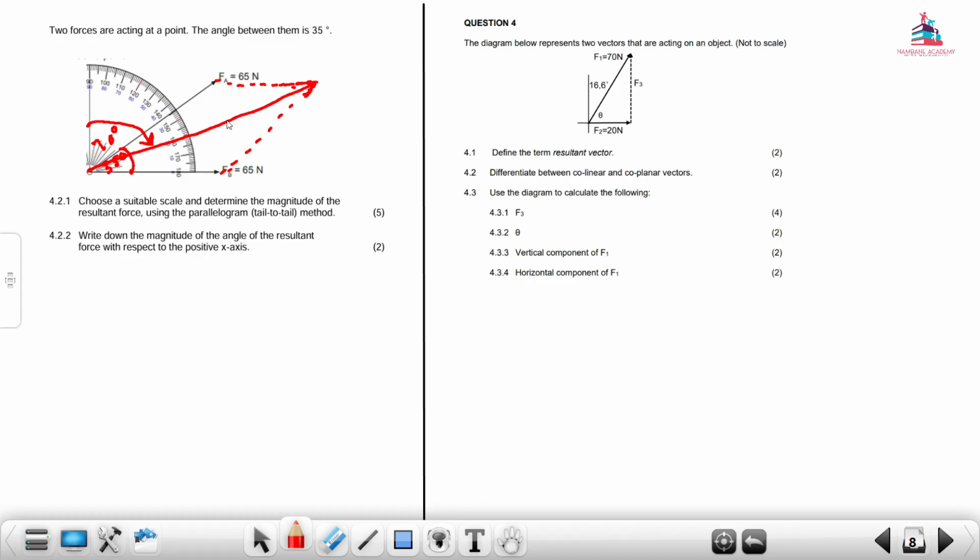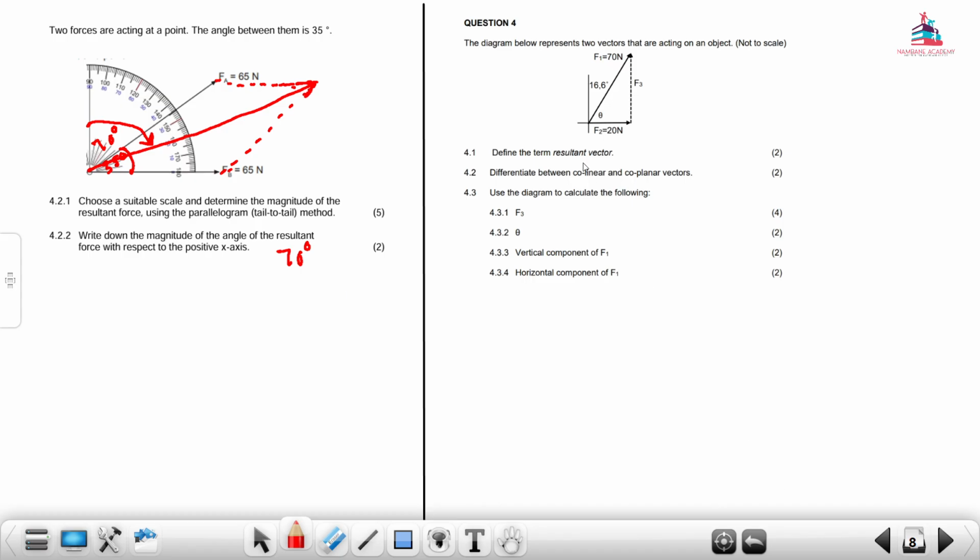Remember, I did not do it to scale, but I just wanted to let you know that you must construct your diagonal sides. Then from the point, you must draw your resultant vector, then determine the direction using the bearing method. And then it says write down the magnitude of the angle of the resultant force with respect to the positive x-axis. So the angle is the one that I said, it's going to be 70 degrees.